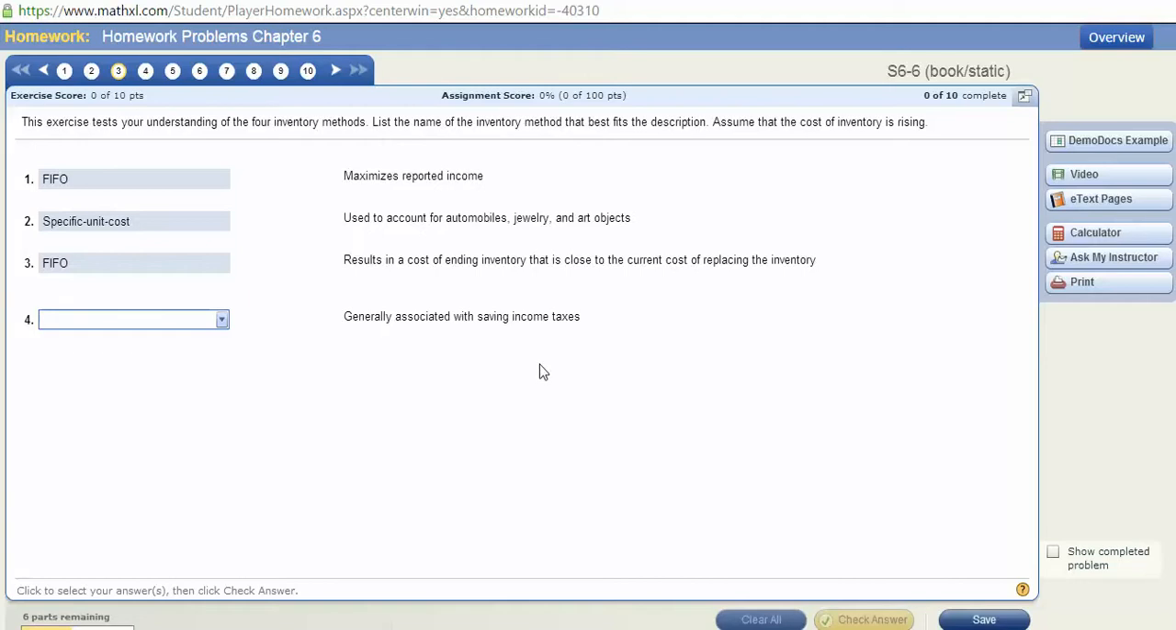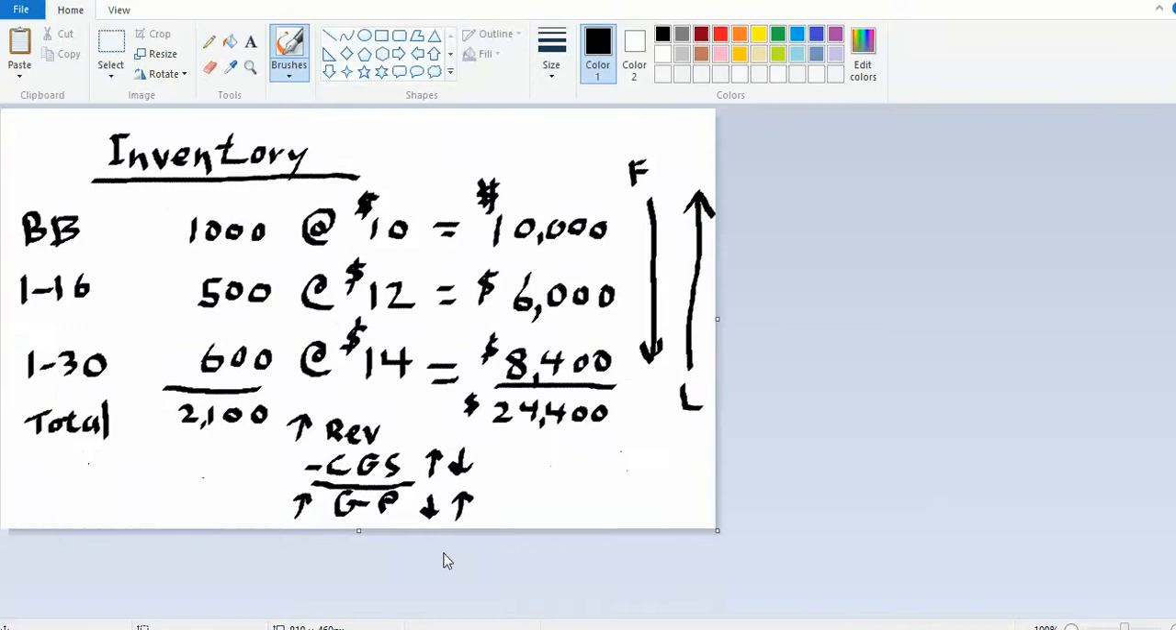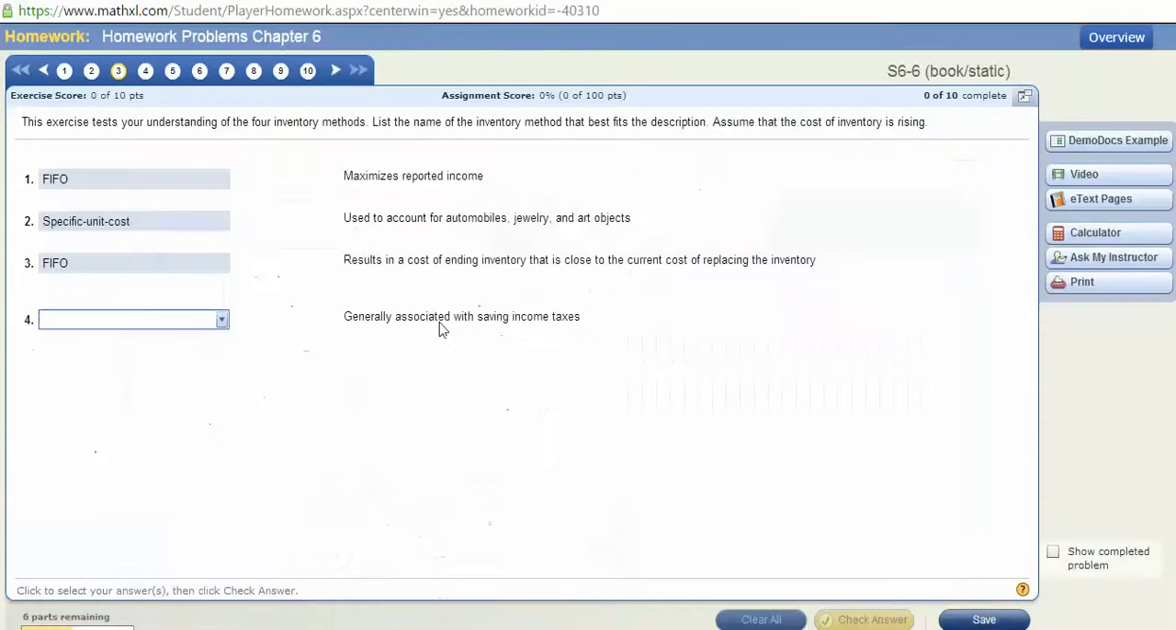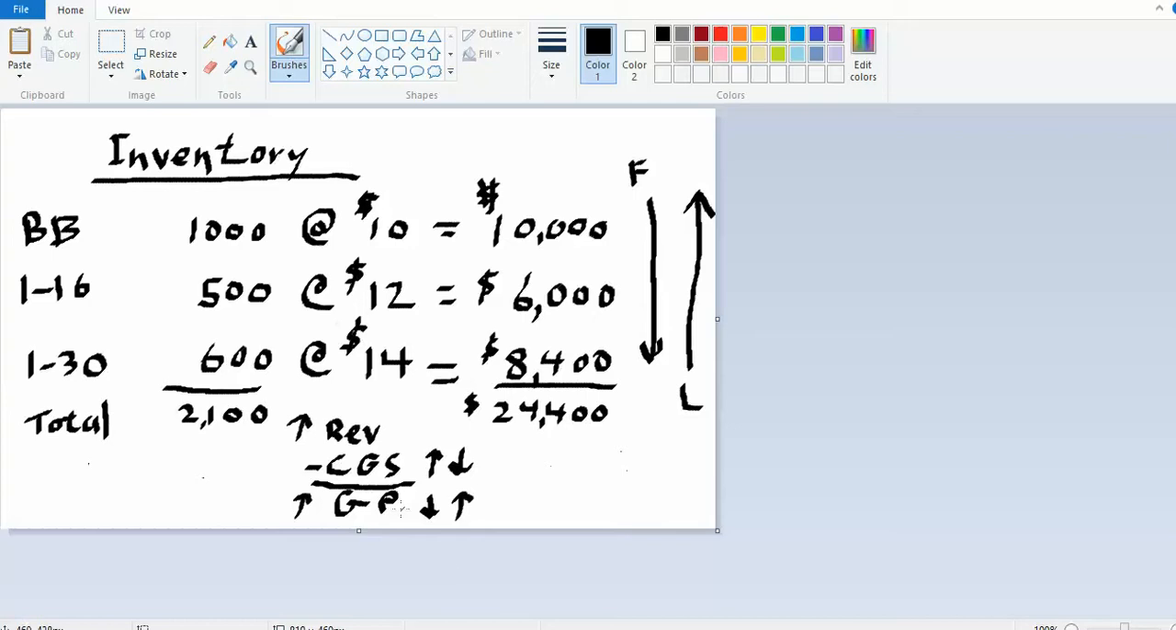Generally associated with saving income tax. Well, again, let's go back to our example here. If we're trying to save on income tax, we want gross profit to be as low as possible. We don't want it to be as high as possible. We want gross profit, gross margin. That's what you pay income tax on. You pay taxes on income. So we want this to be as low as possible.